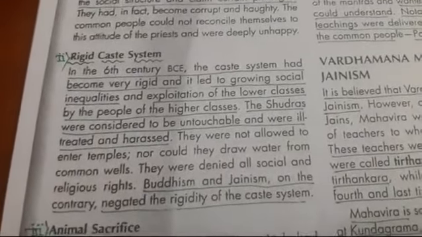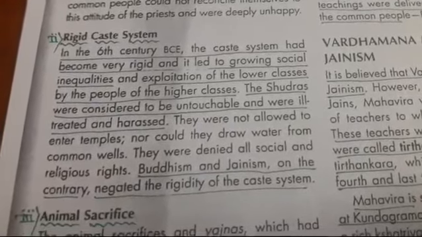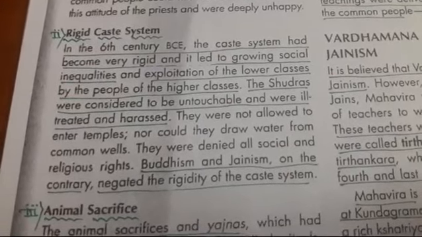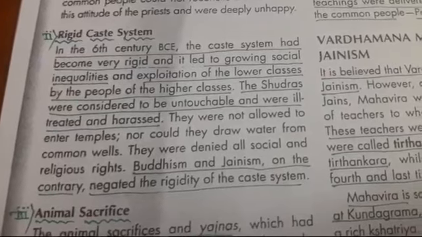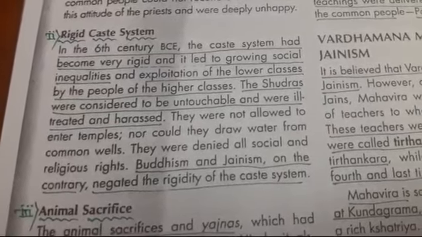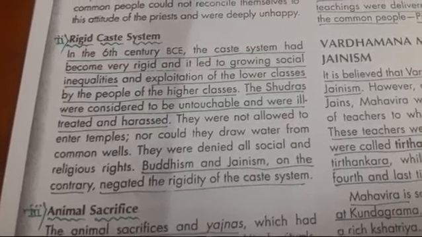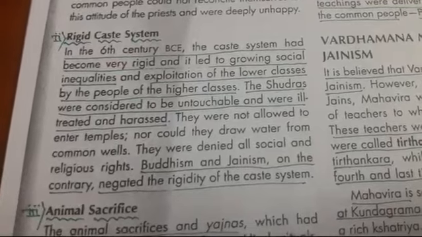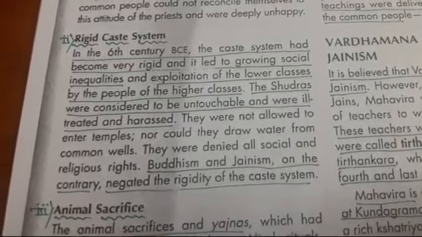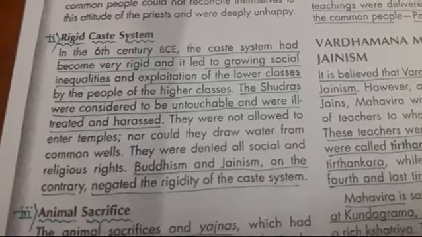Number 2, rigid caste system, second subheading. In the 6th century BC, the caste system had become very rigid and it led to growing social inequalities and exploitation of the lower classes by the people of the higher classes. The Sudras were considered to be untouchable and were ill-treated and harassed, and people were unhappy with the caste system. That's why Buddhism and Jainism arose in this situation.